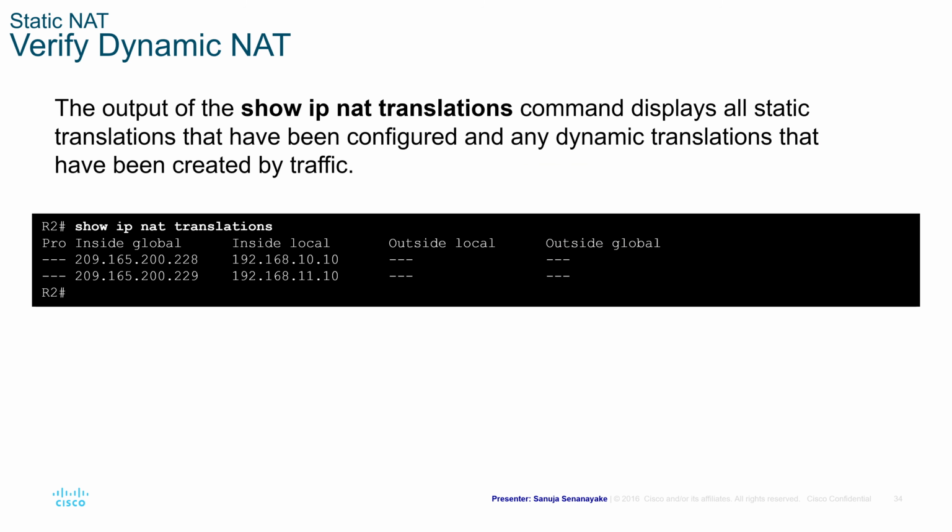So how do you verify dynamic NAT? On a Cisco device, the output of the show ip nat translations command can be used to display all static translations that have been configured and any dynamic translations that have been created by traffic. If you run the command show ip nat translations, it will show you all the translations here. This is not only a useful command for you to verify your NAT, but it may also be used by your instructor, like mine have used show ip nat translations to verify your lab exam is done properly. This is a very easy way to check if the student has done what they're supposed to do. So this is a good command that you should remember.